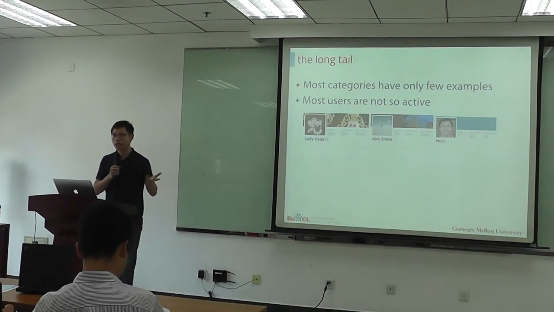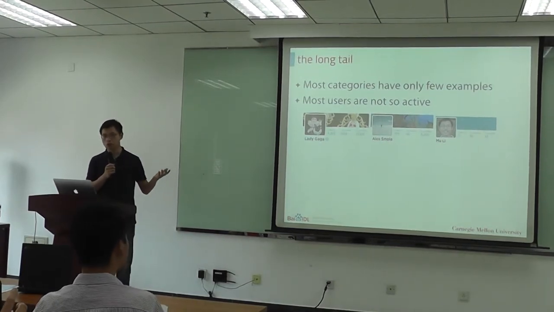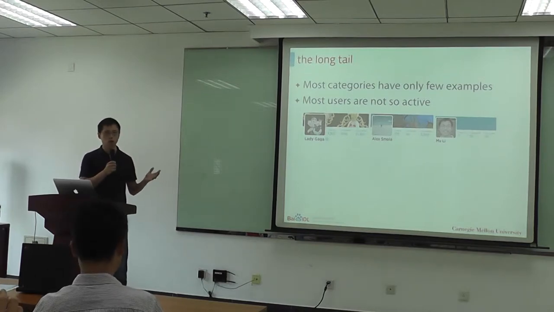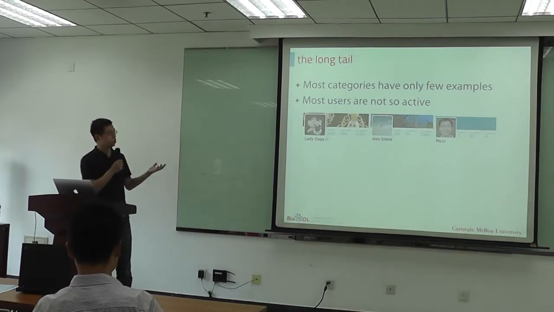For this kind of data, the most important question is the long tail. For multi-task classification, you have a lot of categories, but only a few of them have a lot of data. Most of them only have a few examples. And most of the users are not so active.